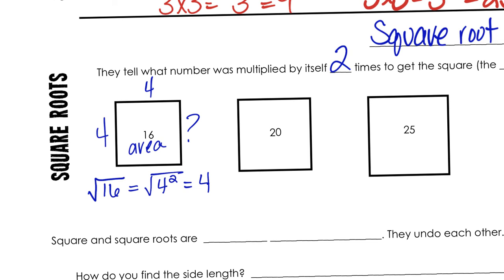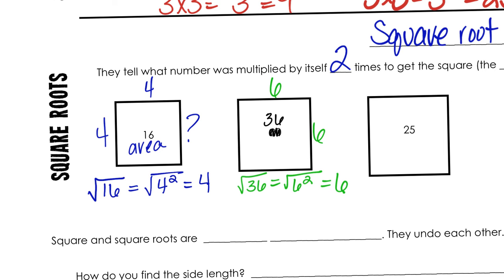Let's try the next one. This one is incorrect. Let's change this 20 to a 36. So of course, 36 is our area. So I'm going to take the square root of 36. What number times itself will give you 36? We just did 4 times 4 is 16, so it has to be bigger than 4. 5 times 5 is 25. How about 6 times 6? So the square root of 6 squared would be just 6. So that means our side lengths are 6 and 6.